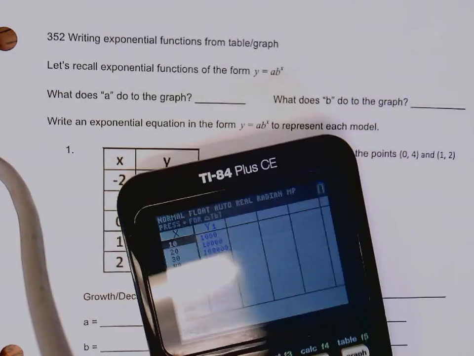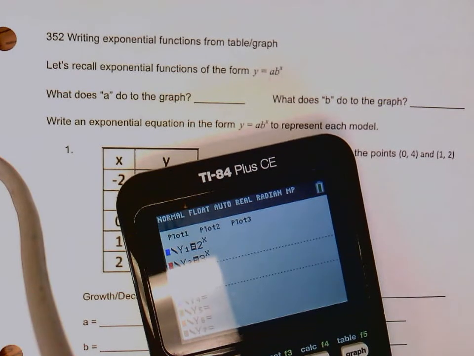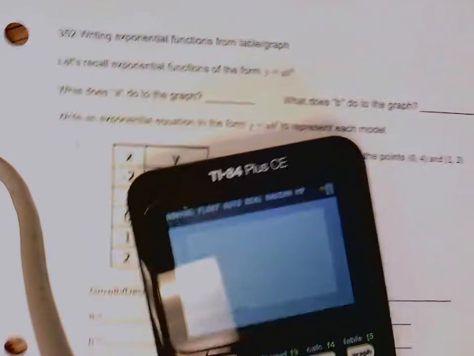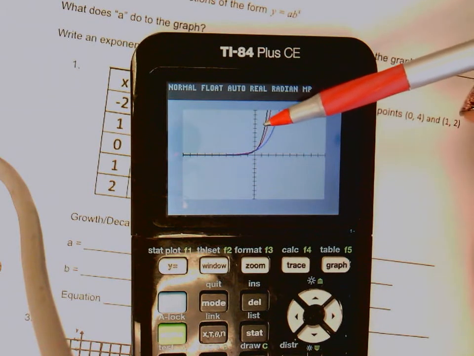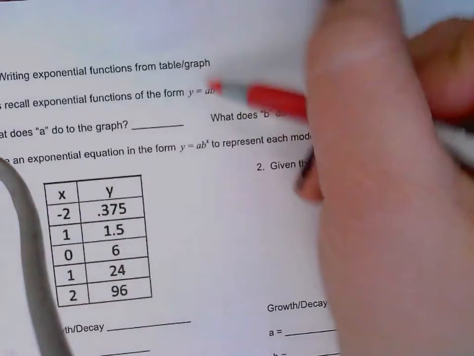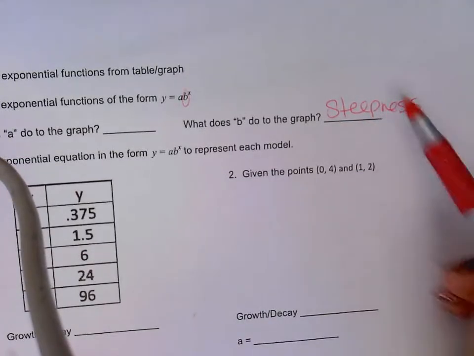So for example, here's my 2 to the x graph, here's my 3 to the x graph, here's my 4 to the x graph. I'm just putting them all in. Blue is 2 to the x, red is 3 to the x, and this last one is 4 to the x. So what just happened? As the base got bigger, the graph got steeper. So the b value is the steepness. It's making it steeper each time.